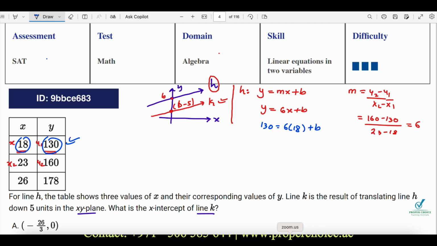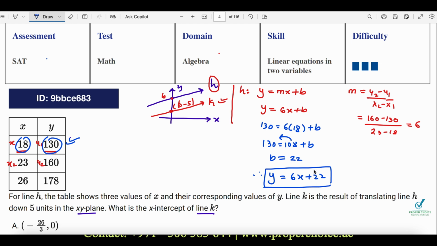Take the help of the Desmos graphing calculator, or you can simply rearrange it. 6 times 18 turns out to be 108. So 130 equals 108 plus b. Take this to the other side, then subtract it from 130. So 130 minus 108 gives us the b value as 22. So finally the equation of line H is y equals 6x plus 22.